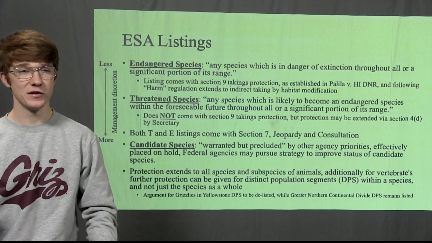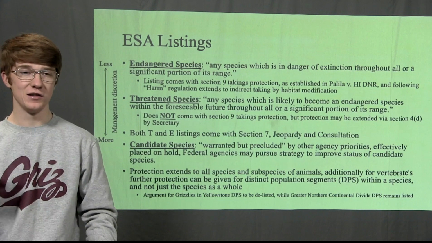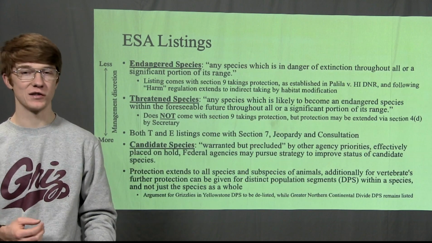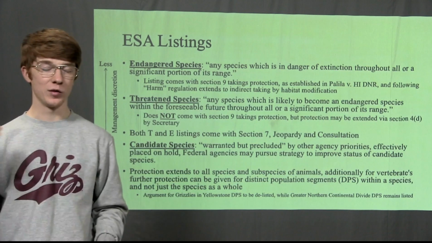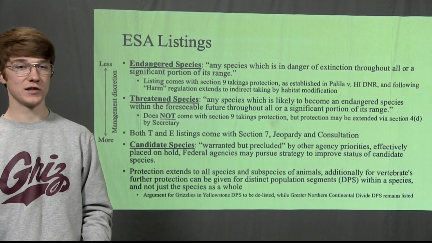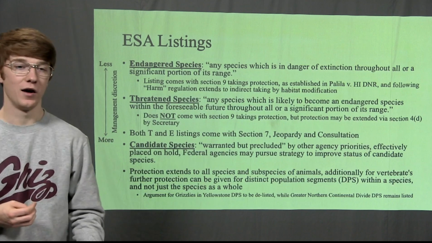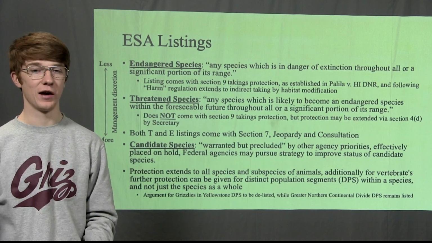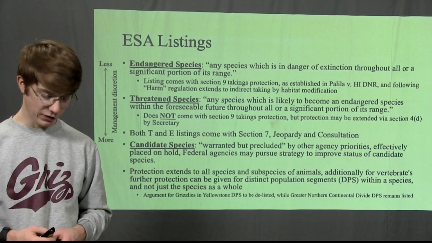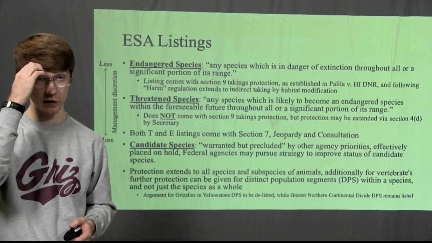Then your threatened species are any species that are likely to become endangered within the foreseeable future throughout all or a significant portion of its range. These do not, with listing, come with that Section 9 takings protection, but that protection may be extended via Section 4(d) by the Secretary. So threatened species don't have that Section 9 harm, indirect taking, habitat modification protection as well. Both threatened and endangered listings do come with that Section 7 jeopardy and consultation protection. So essentially, with endangered species, there's a lot less management discretion compared to threatened, based on that takings protection.